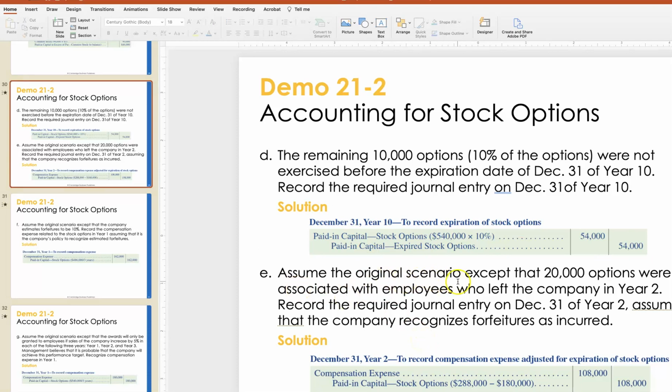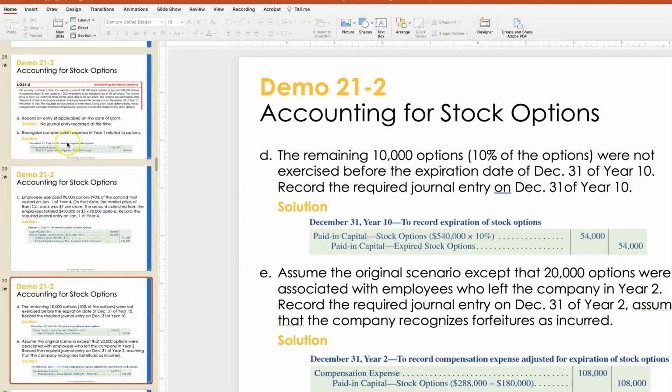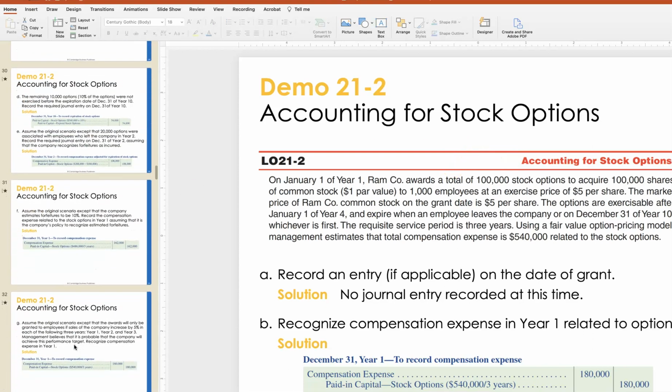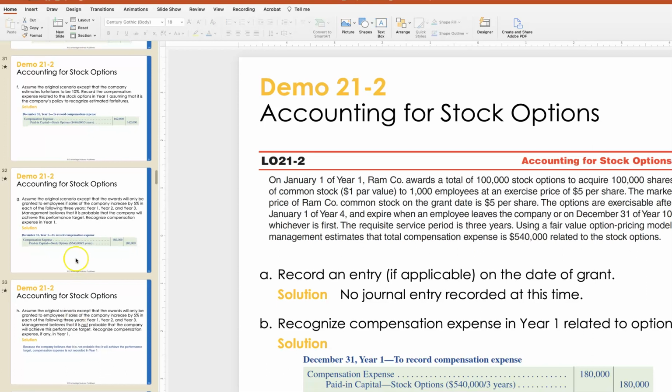With E, we're going to assume the original scenario, except that 20,000 options were associated with employees who left the company in year 2. Okay, here's one, again, that I'm just not going to do justice to because I'm trying to talk and don't have a board in front of me. But it really comes down to you've got to pause at year 2 and say, all right, 20,000 options, I don't have to worry about those because they've left the company. I started out with how many options did I give out? I gave out 100,000. Okay, so roughly 20% of those options are gone.